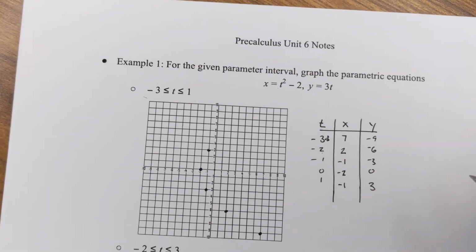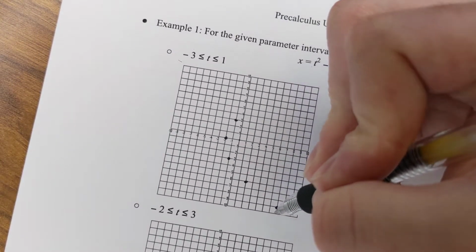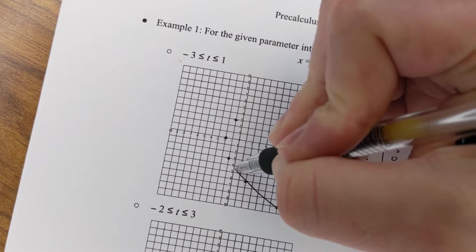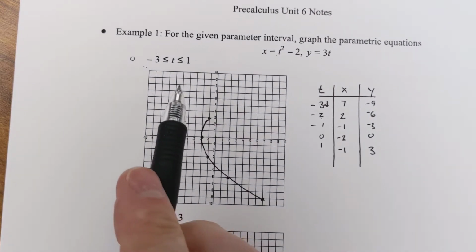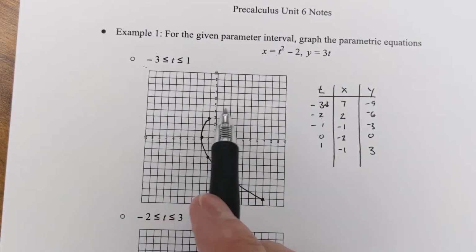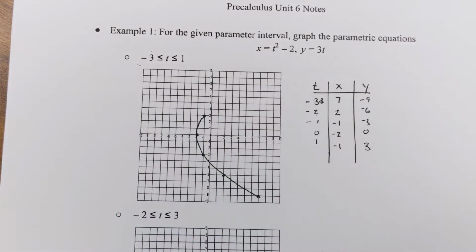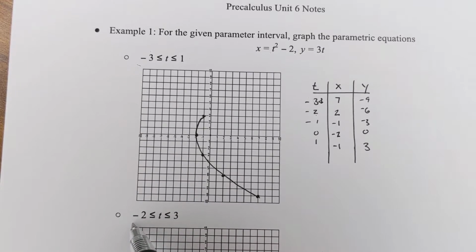Now when you graph a parametric equation, you actually go in the order you plotted your points. So that's the graph of the equation. Notice you do not go outside of your points. You don't extend these as lines because you're restricted to those values. So -2 to 3. Same thing.